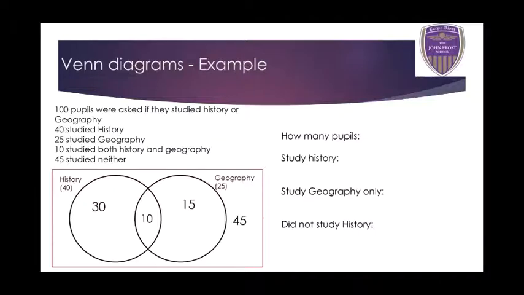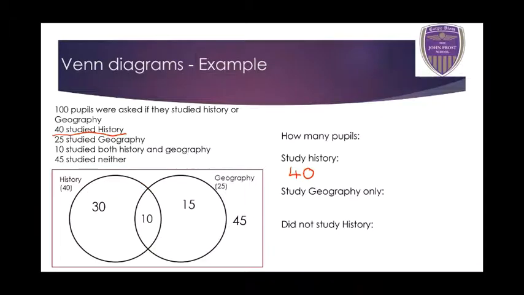We're actually told this information at the start, but to double check your answer, if you look at the history circle, you can see that there are 30 people who only do history and 10 who do history and geography. 30 plus 10 is 40. So we can see that there are 40 pupils who study history. They may study something else, but we know at least 40 people study history.